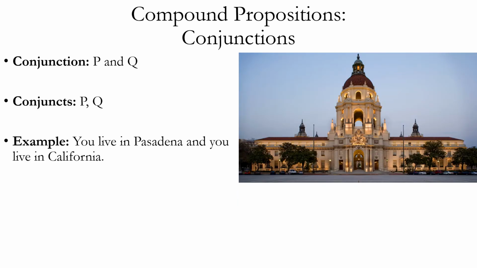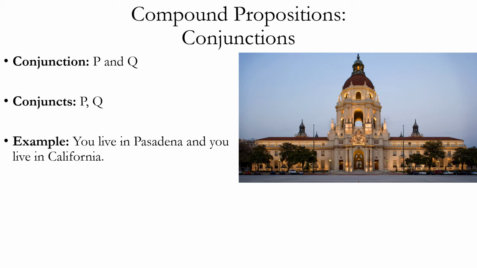A conjunction is a compound proposition with the general form P and Q. P and Q, or whatever propositions are joined by and, are called the conjuncts of the conjunction. And we don't have different names for the first conjunct and the second conjunct, unlike for conditionals, where we call the first part antecedent and the second part consequent. The reason why we don't have different names for first and second conjunct is because if we reverse the order, Q and P, it has the same logical meaning as P and Q. You're saying that both are true in any case.